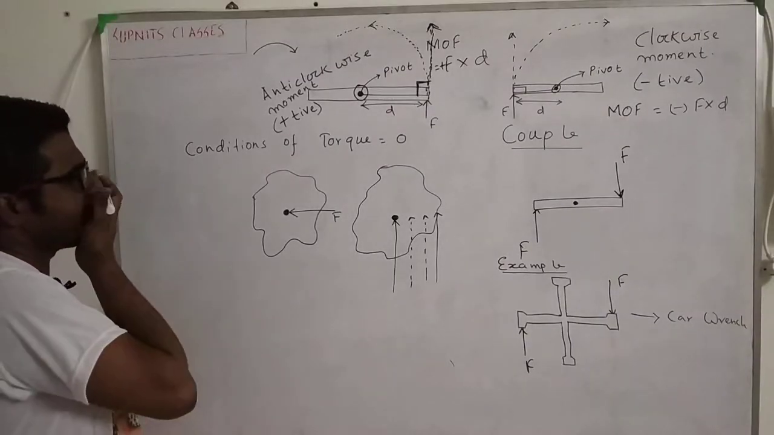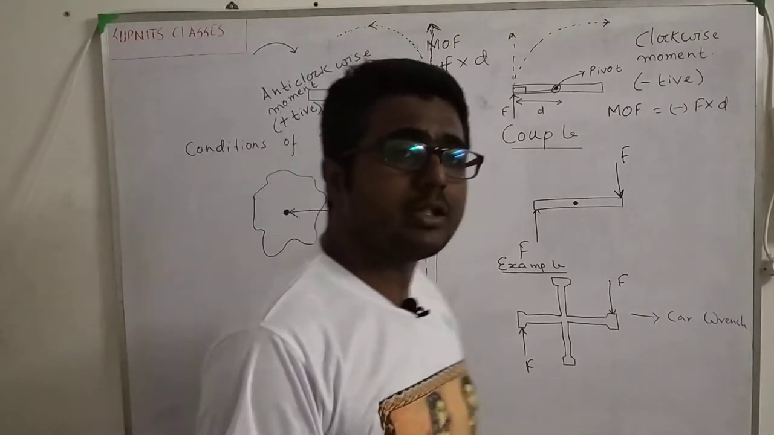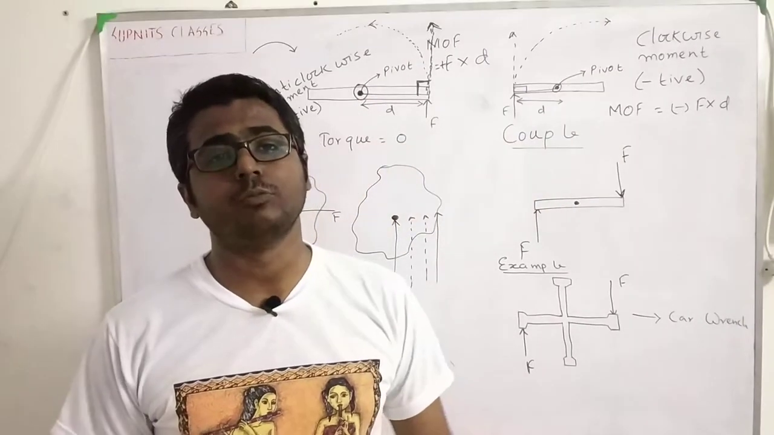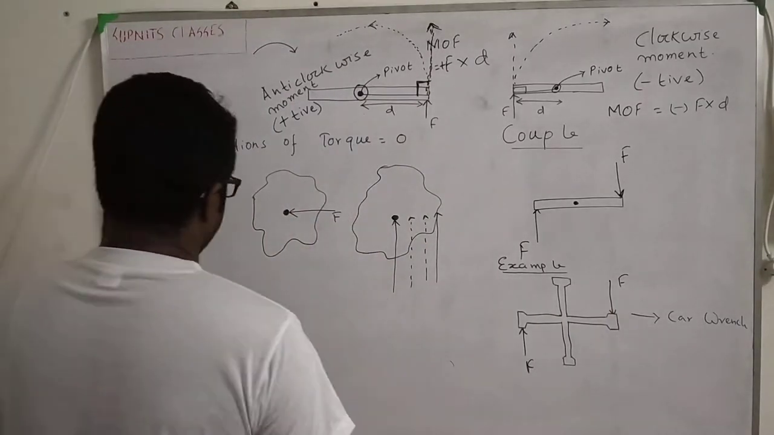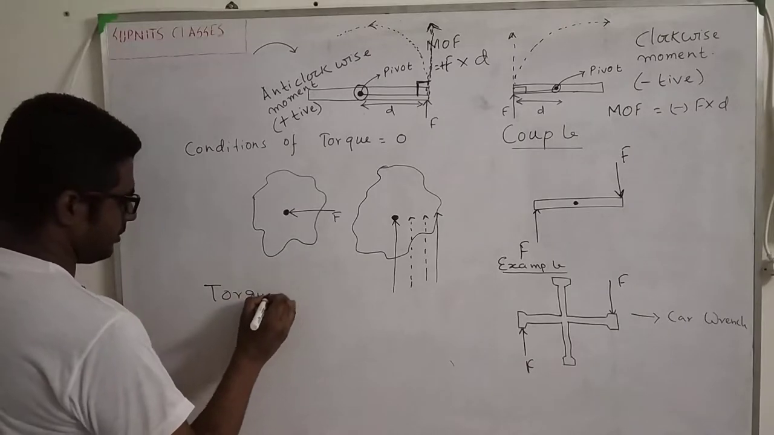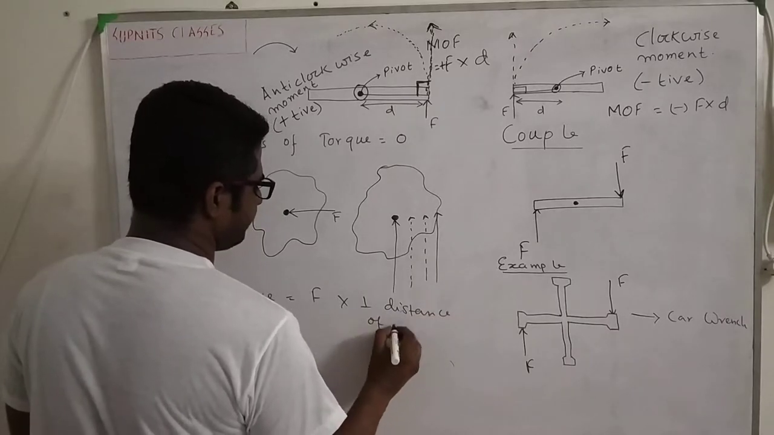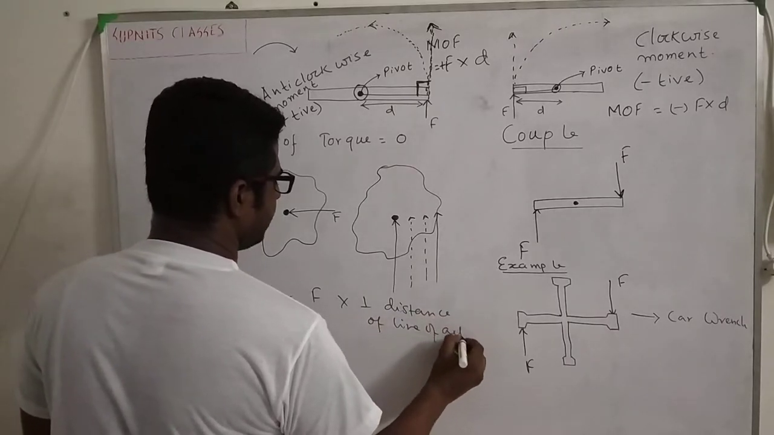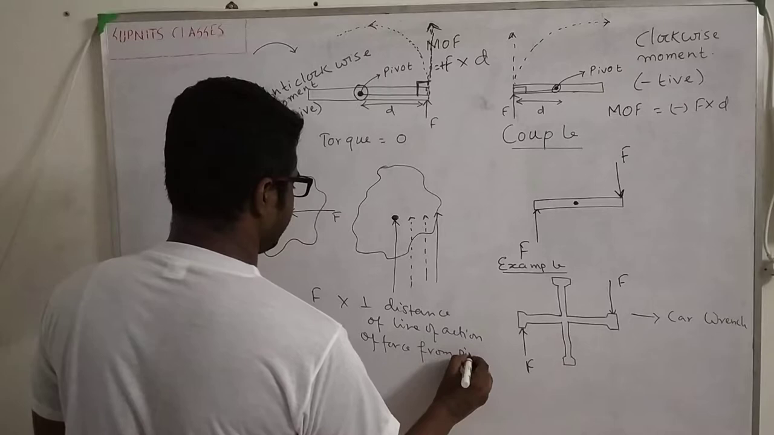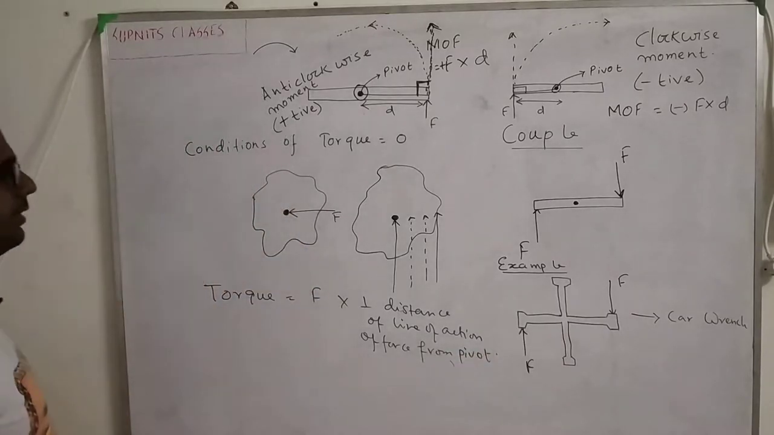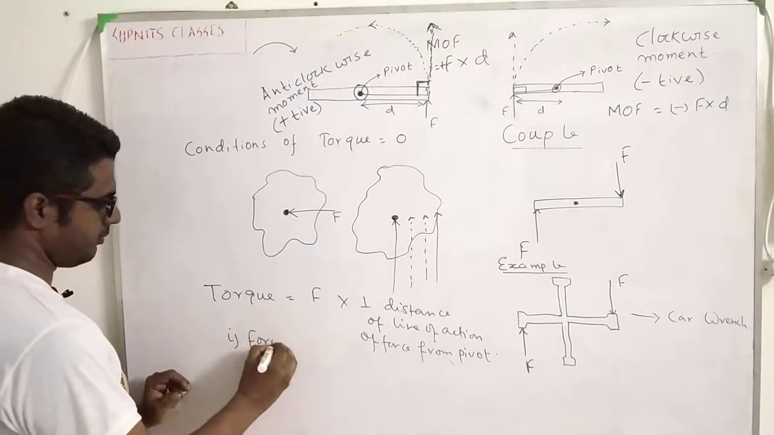topic. Okay, now let us understand condition of torque is equal to 0. In what cases the torque or the moment of force will be equal to 0? Can it be possible or not? Okay, see, what is torque? Torque is force into perpendicular distance of line of action of force from pivot. Okay, so this torque can be 0 if number 1 force is 0.